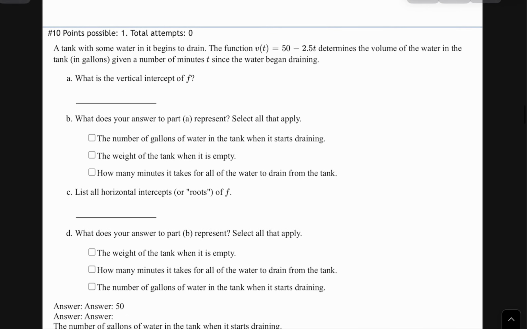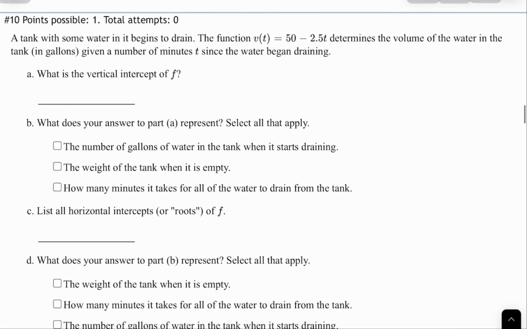Now let's jump to question 10. As it says, a tank with some water begins to drain. The function is 50 minus 2.5t. It determines the volume of the water in gallons. So we can say that V of t is equal to gallons after a number of minutes t. So t is in minutes.